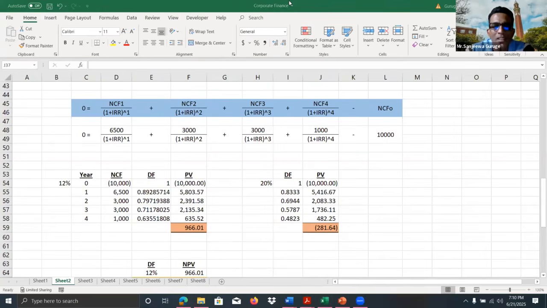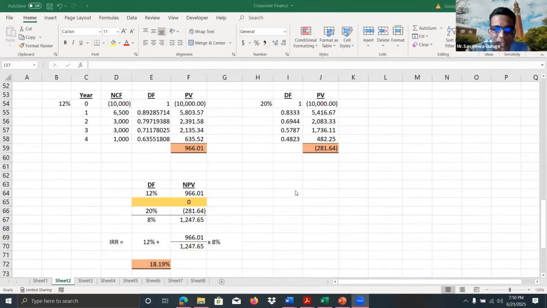IRR. To calculate IRR, we have to use what? What is the method? We have to use the trial and error method, right? Because using that, IRR can be calculated. But that's also not a difficult thing, right?